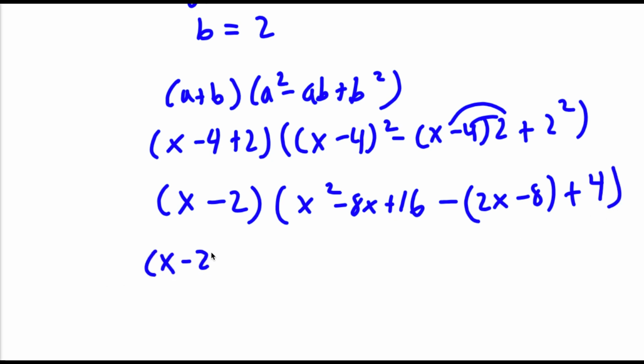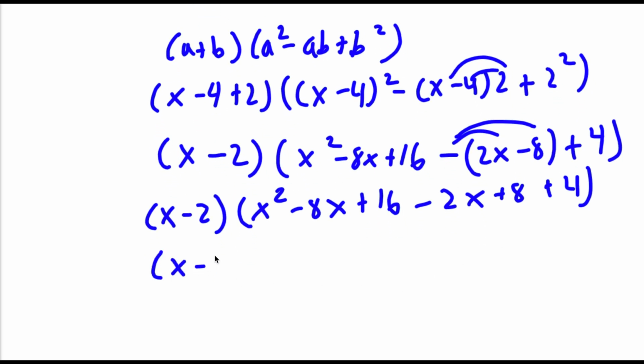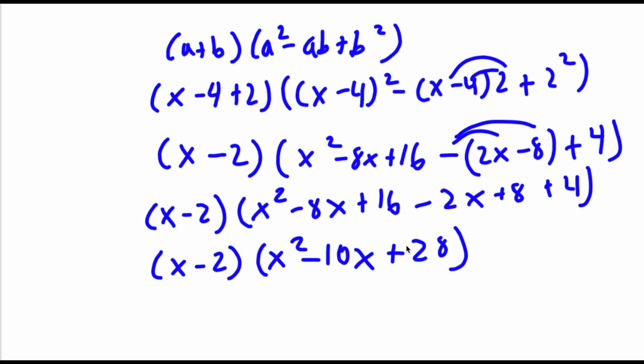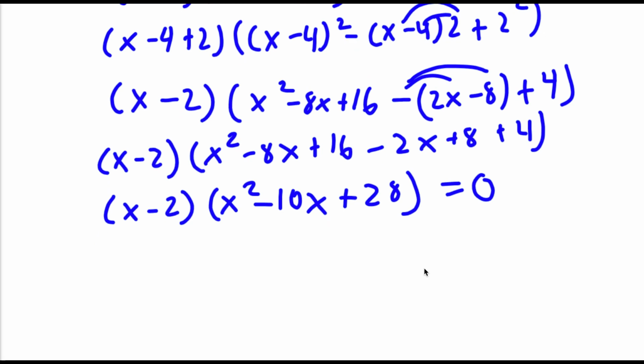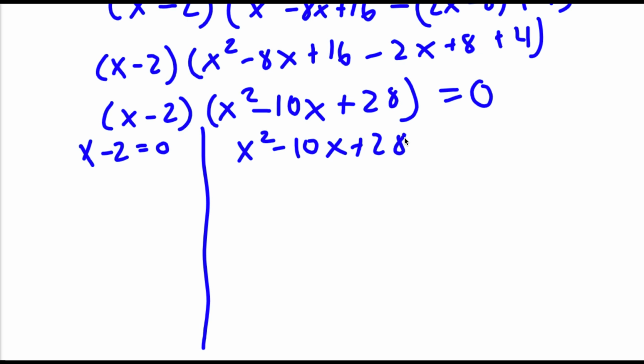Now I have (x minus 2) times (x squared minus 8x plus 16). Then if I distribute the negative sign, I get negative 2x plus 8 plus 4. And then now I have (x minus 2) times (x squared minus 10x plus 28). And remember, this is all equal to 0. So now this gives me two equations. I have x minus 2 is equal to 0, and I also have x squared minus 10x plus 28 is equal to 0.